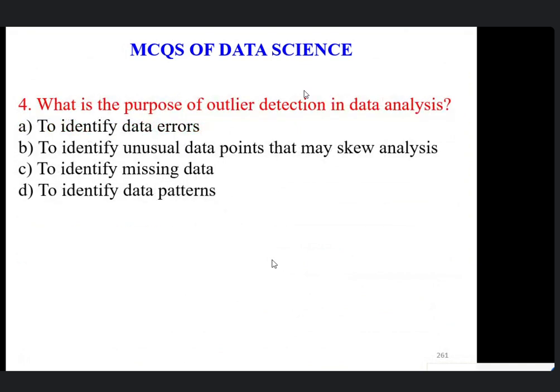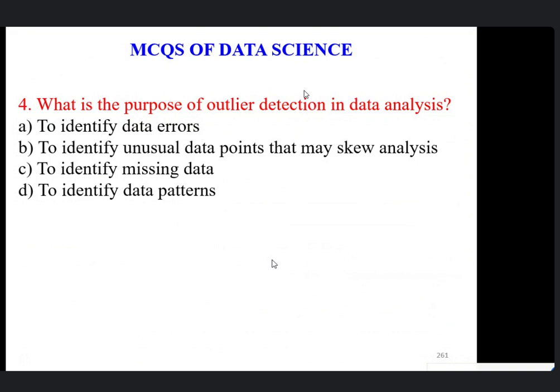Next, try to answer this fourth question. What is the purpose of outlier detection in data analysis? I will explain the analogy again. Outlier means abnormal behavior and unusual. Suppose 1 lakh members are there withdrawing money. Everybody is withdrawing 500, 5,000, 50,000, and one lakh. D is the answer.